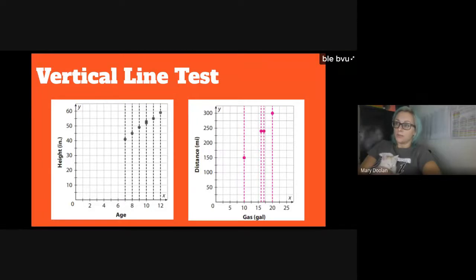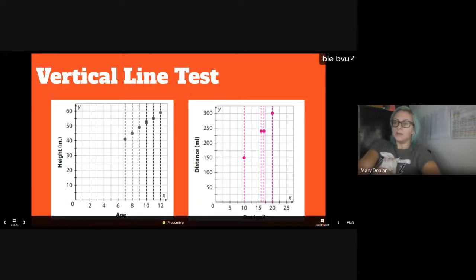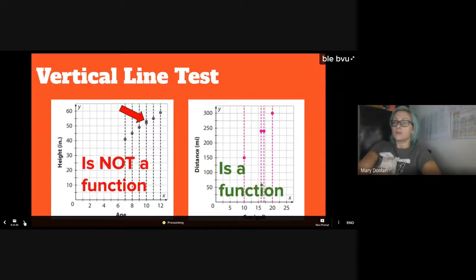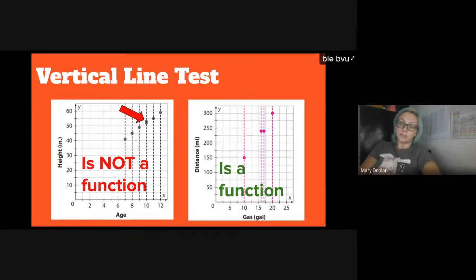So what we're looking for is for it to be a function, you can't ever have a vertical line that hits more than 1 point. So if there's only 1 point on each line, then it is a function. If anywhere a vertical line comes across more than one x value, there's a repeated x value, then it is not a function. And so that means that the one on the left, that is not a function.